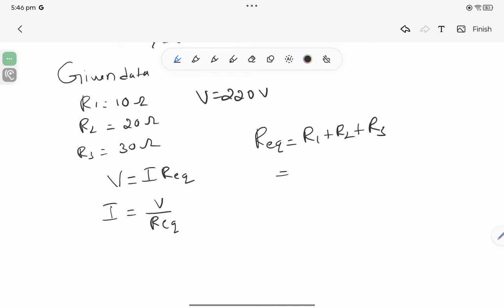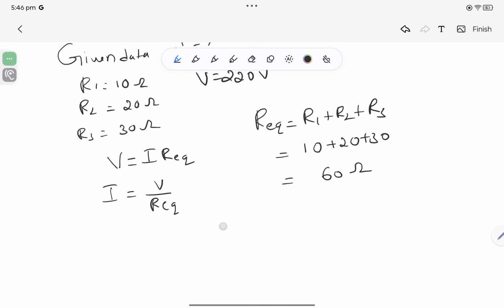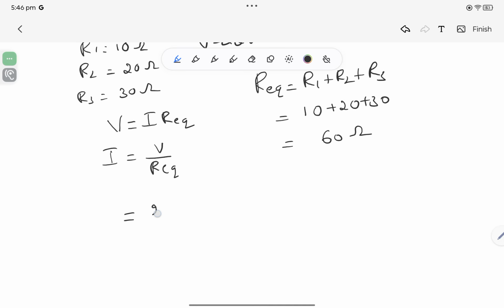So 10 plus 20 plus 30, how much is this? 60 ohm. Substitute. I is equal to 220 by 60. 0 cancels, 6 1s are 6, 3s are 4 left, 6 6s are 36, again 4 left. So this comes to 3.66 ampere.